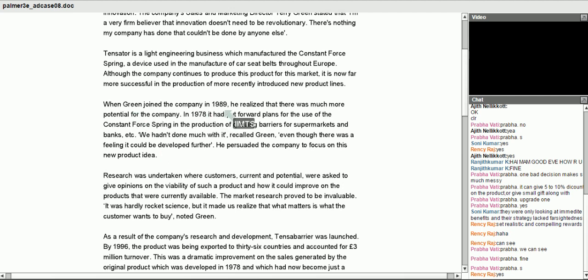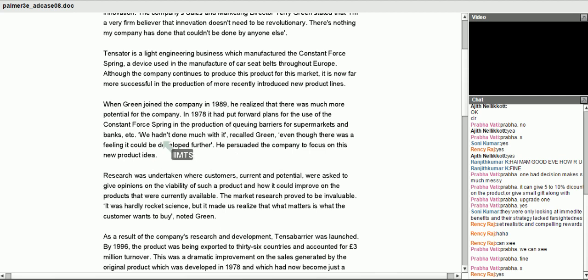So when Green joined the company in 1989, he realized that there was much more potential for the company. In 1978, it had put forward plans for the use of constant force spring in the production of queuing barriers for supermarkets and banks, etc. We hadn't done much with it, recalled Green. So even though there was a feeling it could be developed further, he persuaded the company to focus on this new product idea.